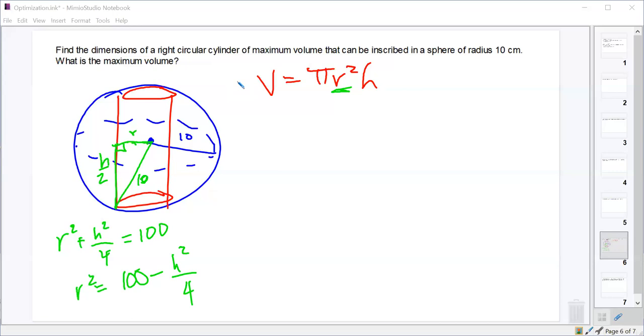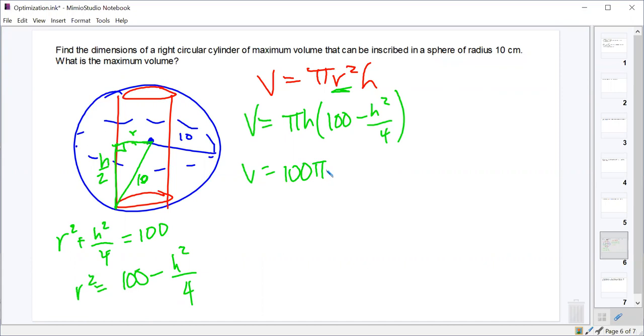So we're going to replace that r squared. So we got volume equals pi h times 100 minus h squared over 4. Or volume equals 100 pi h minus pi h cubed over 4. Good or no? And what does v prime equal? 100 pi minus 3/4 pi h squared. Everybody good there?